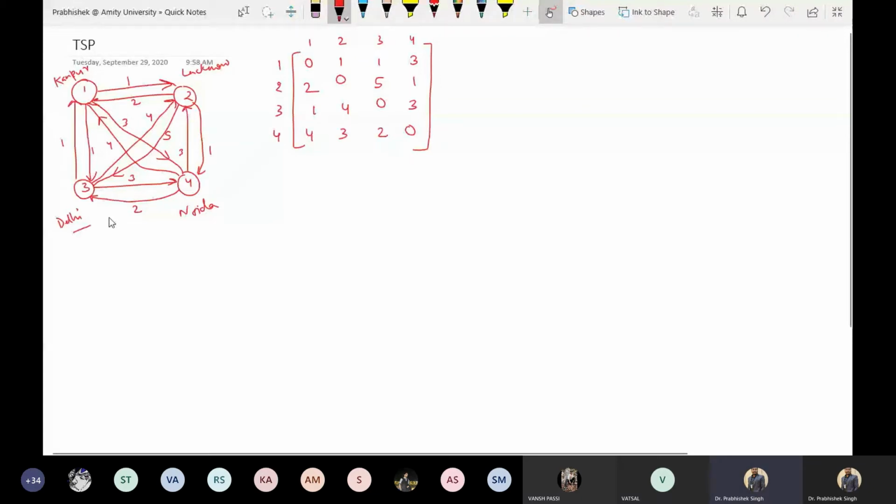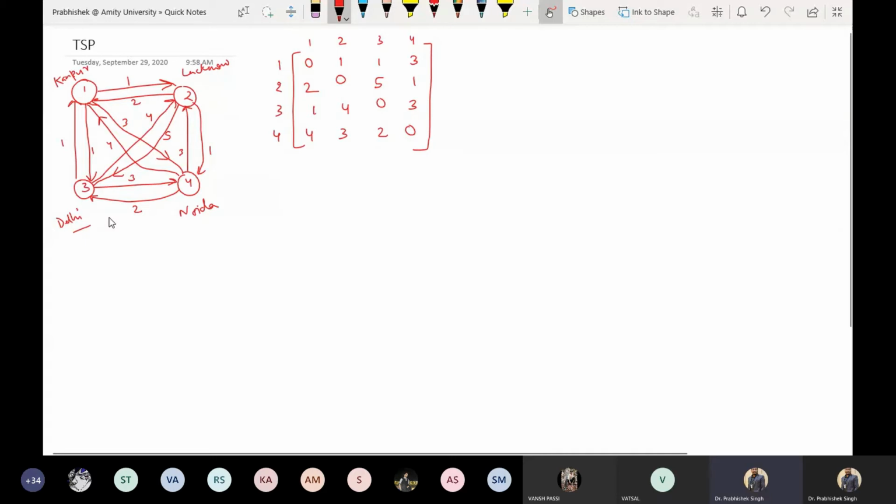We were simply computing distance from one vertex to other vertices. We were not returning back to the source vertex. But here in the traveling salesman problem, if I have to travel and sell my product in Noida, then I will travel to Noida using the minimum path, sell my product there, and then I will have to return back also using the minimum path, using minimum cost.